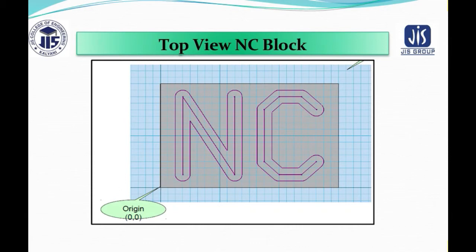The origin has been provided here. This is the origin. Now you are going to make an NC cutting. So your first coordinate will be this particular point. Your second point will be this particular point. Your third will be this particular point. Fourth will be this particular point. Now fifth, either you can start from here or you can start from here, whatever you want.